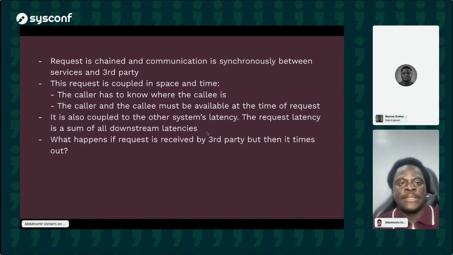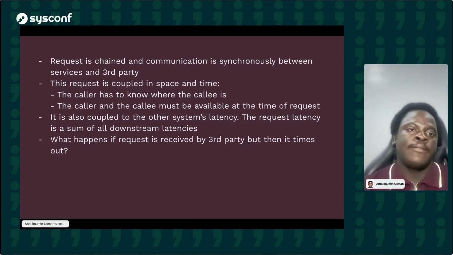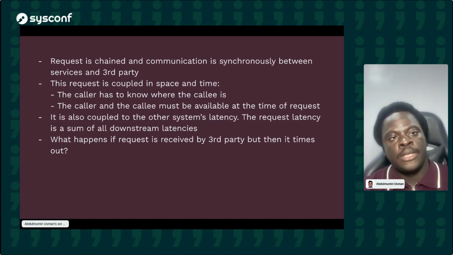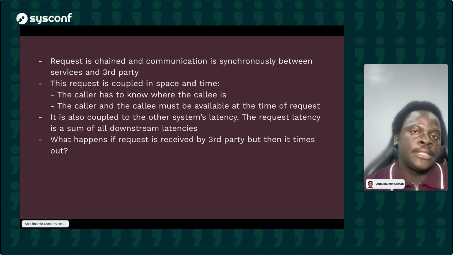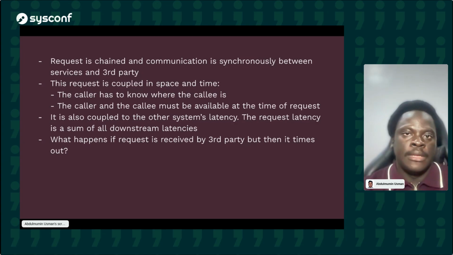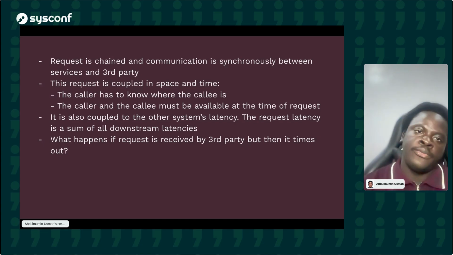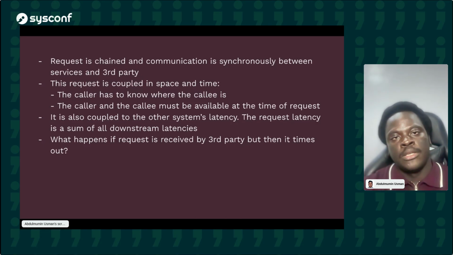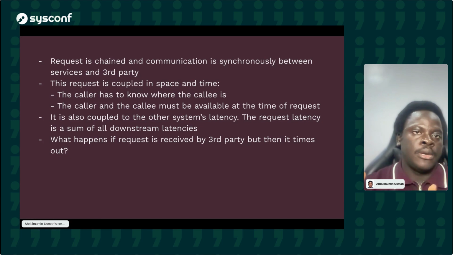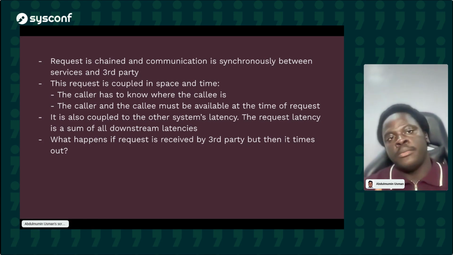The problem with this chain approach is you have a synchronous communication between your services and the third party. For example, the internal services could be communicating over REST, and you are essentially waiting on that result before you proceed to the next thing. Same thing with the third party. You're making a request, you're waiting on that request before you proceed to the next thing.